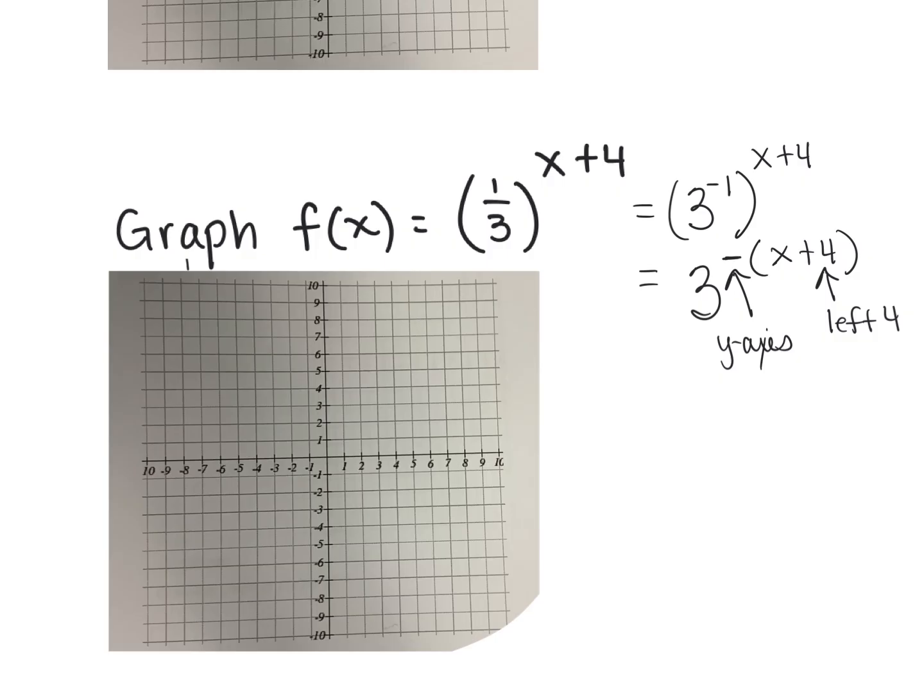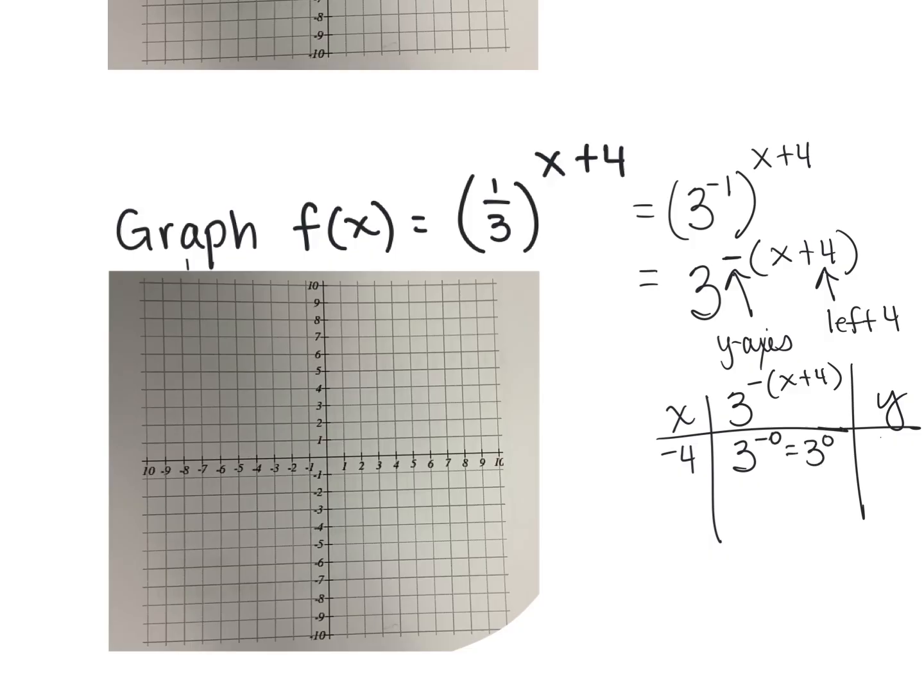And you can use those transformations if you prefer to use ordered pair points instead of trying to figure out where the transformations go. Be very careful that you have those parentheses included. So again, I want to always come up with a 0 exponent, so that would be at negative 4. That's going to give me 3 to the negative 0, which is just 3 to the 0, which is just 1. So (negative 4, 1) would be one of our equation ordered pair points.